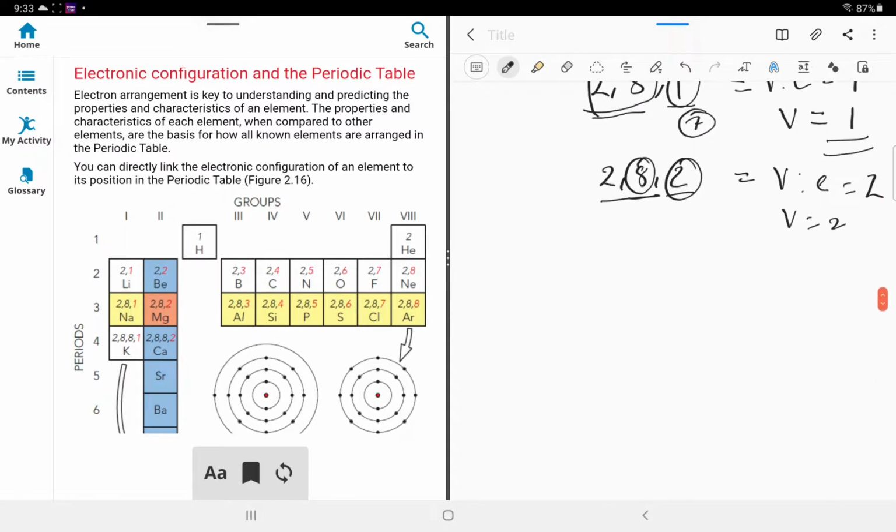So we were discussing how to determine the period number, that is, how we can say from an electronic configuration which period and which group an element belongs to. We know what a period and a group are, right? Periods are horizontal rows and groups are vertical columns.